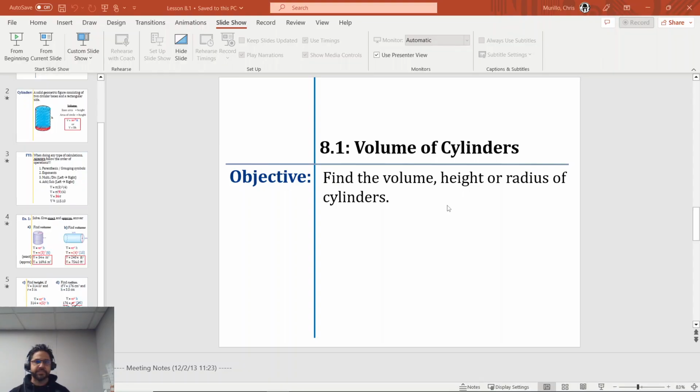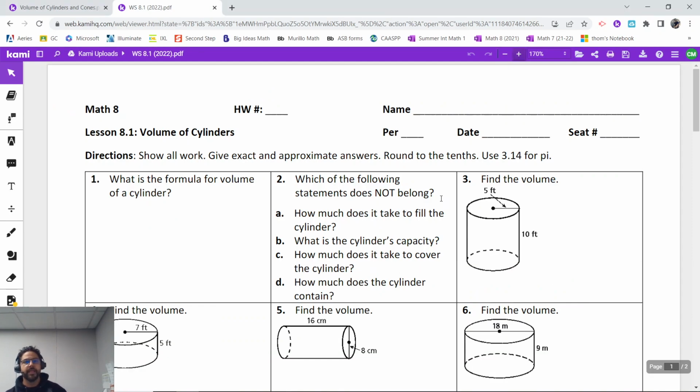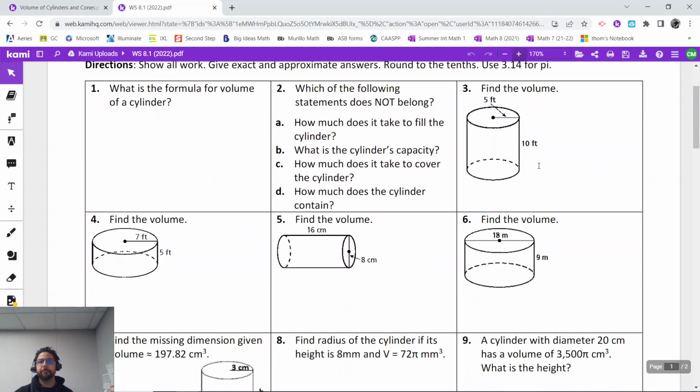Awesome. All right. Last thing, just want to mention your assignment real quick. You've got your formula question there. So when you get it, make sure you work with that. Here's some good information, which does not belong. You did questions like that when you were little kids. You had different pictures, what doesn't belong. You got some basic problems here. Find the volume, find the volume, find the volume, but be careful. This is the diameter. This is the diameter.